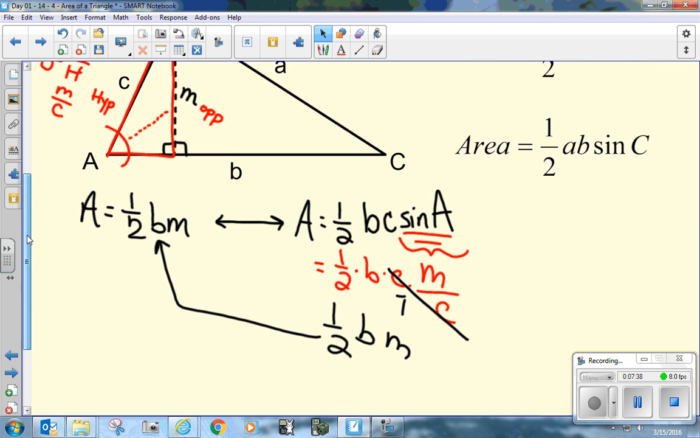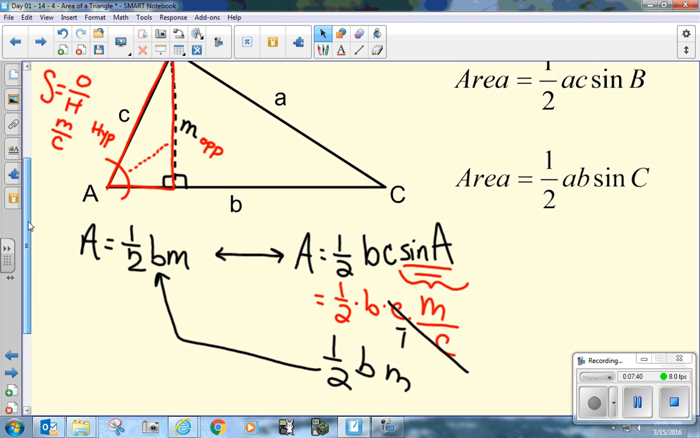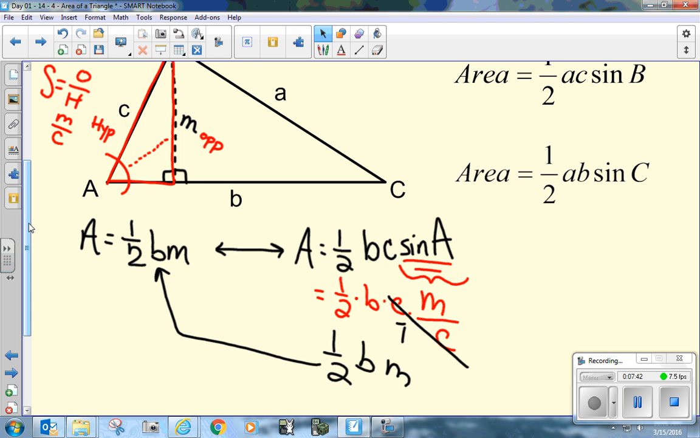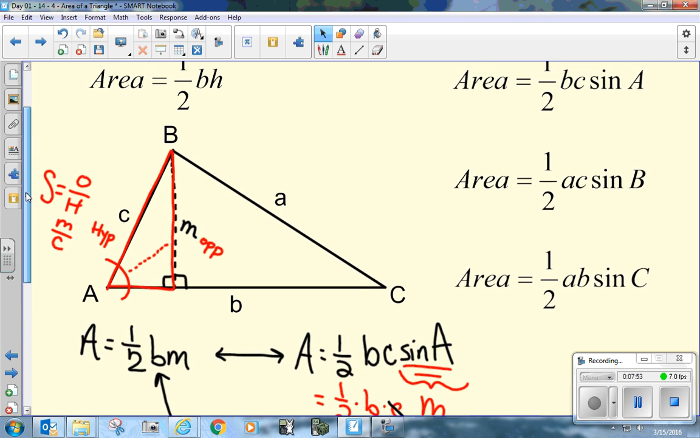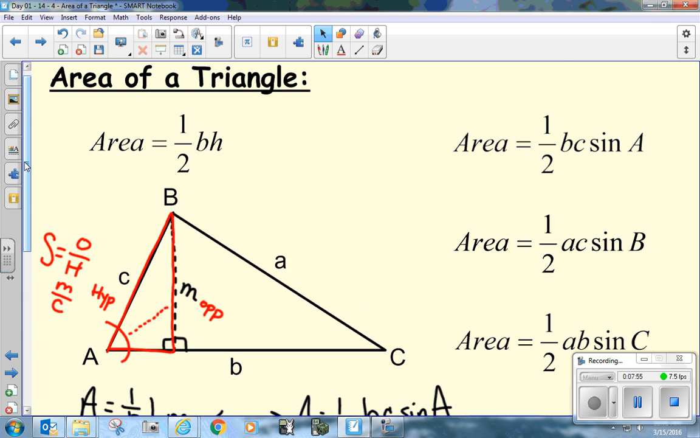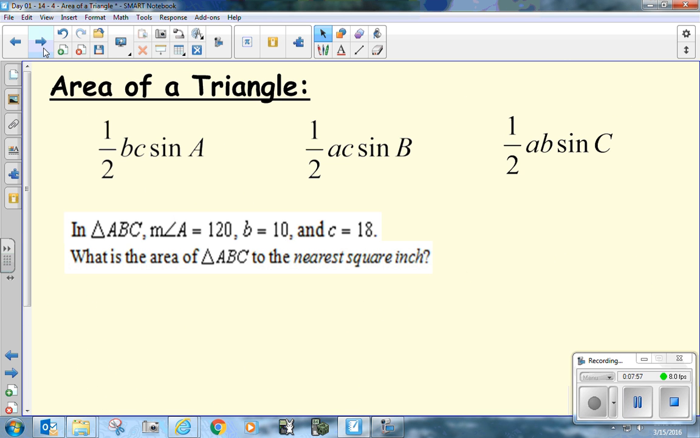I won't have you prove that to me, but now that you see it, you should understand, oh yeah, I know sine's opposite over hypotenuse. If I put that fraction in here, I'm going to get a cancellation and end up with just the area formula, okay? So you should be able to apply this. Let's see how well you can do using the area formula. I'll give you a minute to do this problem.